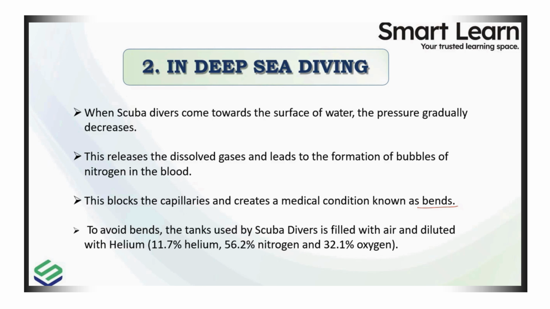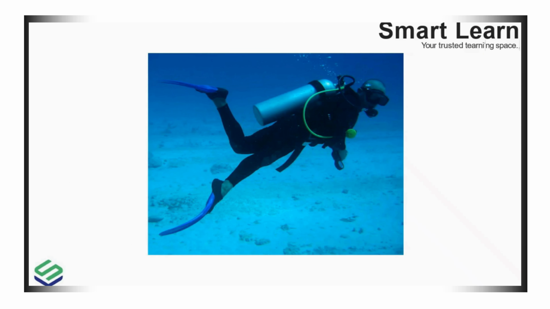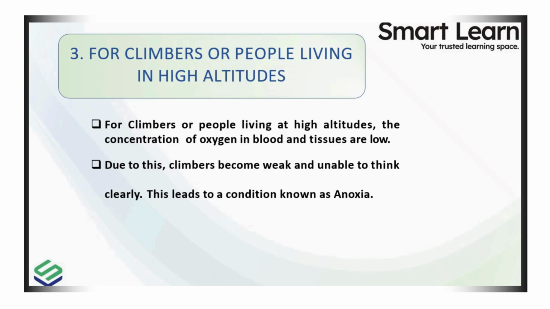To prevent this, the divers breathe a helium-oxygen mixture, which reduces the nitrogen solubility. Next one, high altitude climbing. At high altitude, the atmospheric pressure is very low and oxygen solubility in blood decreases. Therefore, the climbers may experience weakness, difficulty in thinking, and shortness of breath. This condition is called anoxia. So, just go through the word anoxia.